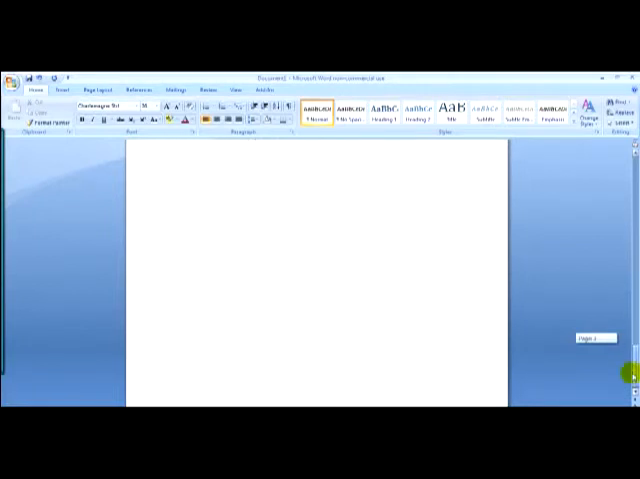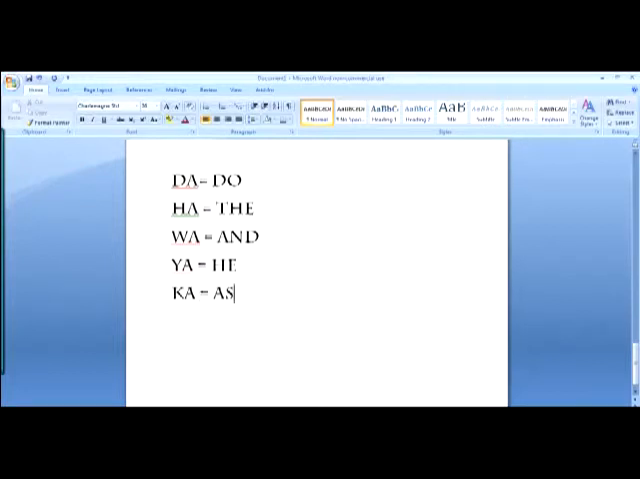Now for the next ones, I'm not going to give you examples for all of them, just a couple of them so you can get an idea. The next preposition is da, which at the beginning of the word is "do." All right. Next one is ha. Ha at the beginning of the word is "the." Wa at the beginning of the word is "and." Ya at the beginning of a word is "he." Ka at the beginning of a word is "as" or "like." La at the beginning of a word is "to."